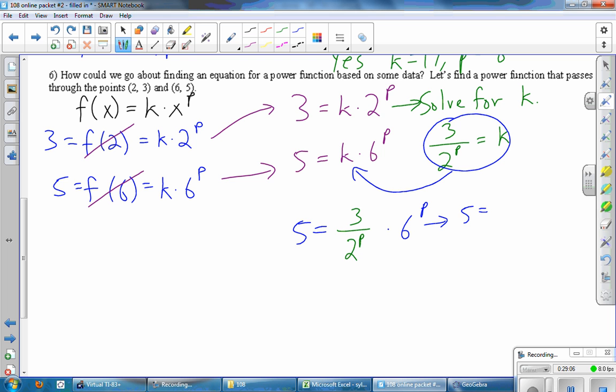So let's rewrite here. 5 equals 3 times. Now what I want to do is mush the things with the p's together. So I'm just going to make the fraction have both terms with p in it. And then we're going to use this really nice property of exponents, which probably doesn't get used very often, but I'll write it here and remind you, if you have a over b to a power, that's the same as a to the power divided by b to the power. Hopefully that seems familiar.